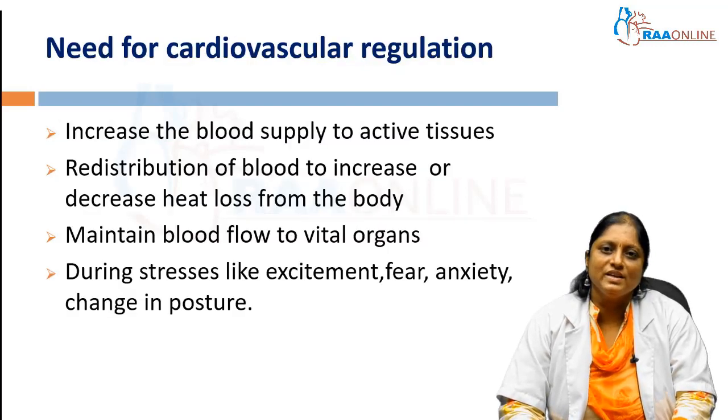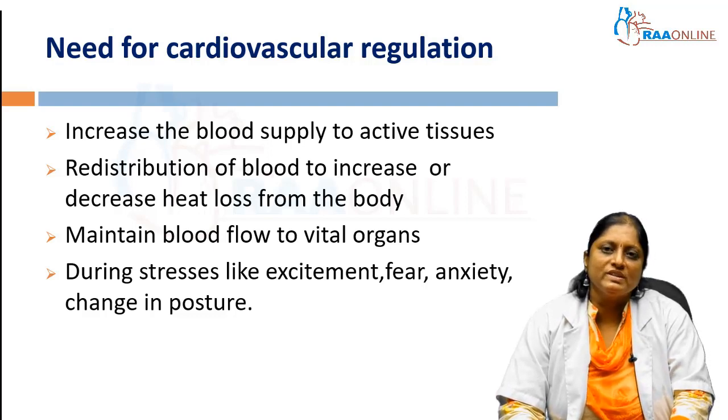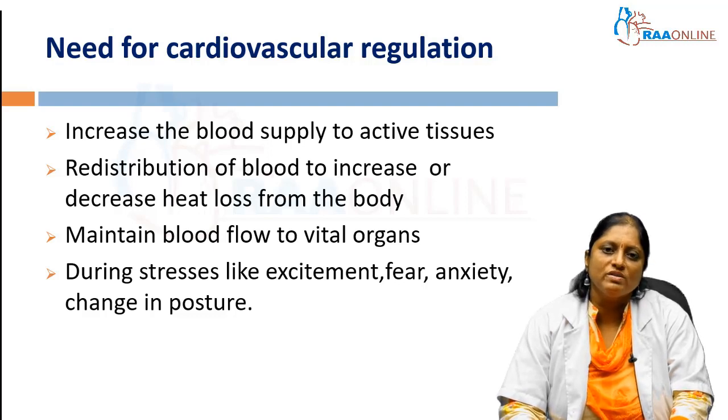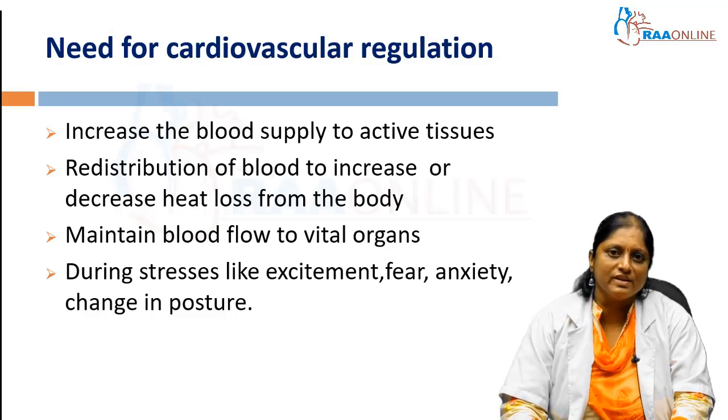So why is there a need for cardiovascular regulation, and why does the cardiovascular system have to be regulated? The first point is that the blood supply should be increased to the active tissues, especially during exercise, to the cardiac muscles as well as the skeletal muscles. And the second one is the redistribution of blood to increase or decrease the heat loss from the body as per the requirements, which can cause cutaneous vasoconstriction or cutaneous vasodilatation.